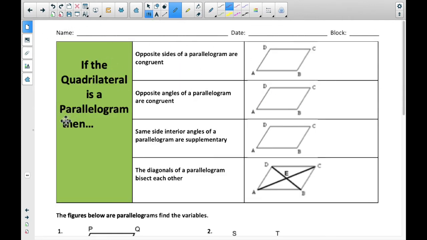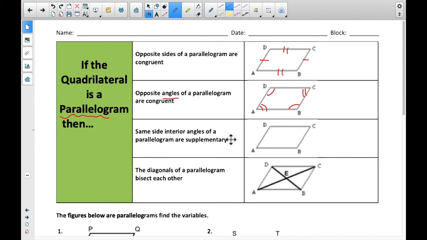Okay, if we have a parallelogram, so everything on here is specific to parallelograms, opposite sides are congruent. So this side is congruent to this, and this side is congruent to that. Opposite angles are also congruent. So this angle is congruent to this, and this angle is congruent to this.